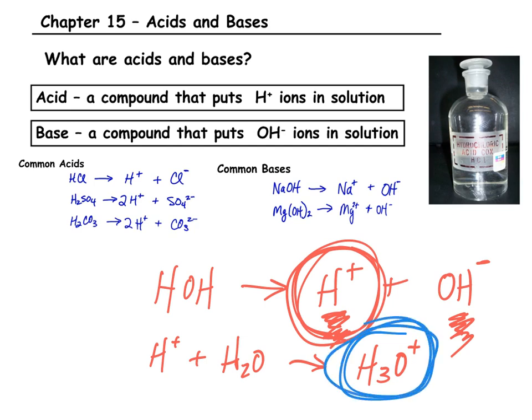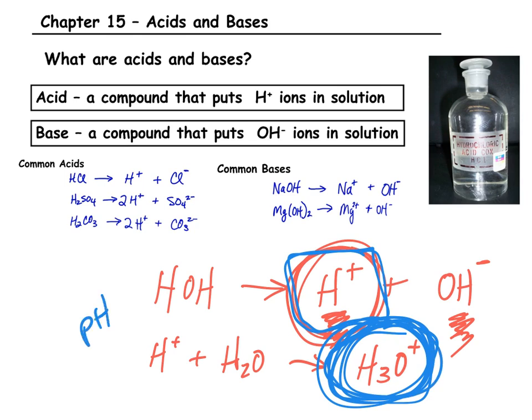So really, acids contain this hydronium ion. These H plus ions don't really float around freely in the solution. They always turn into this H3O plus ion. So we'll see later when we talk about pH that it's related to how many of these H3O plus ions are in the solution. All right, but they're basically the same thing. If I have 100 of those in the solution, then I really have 100 of those in the solution. They really are the same thing in the solution.